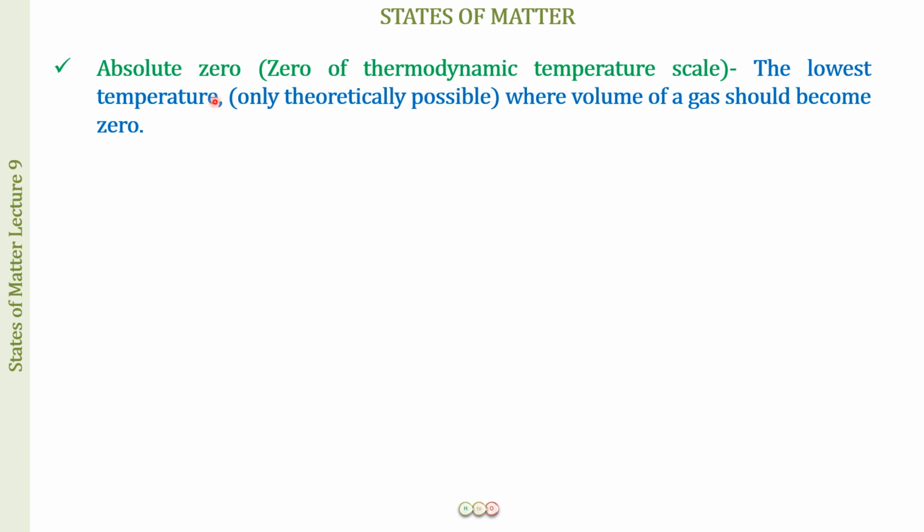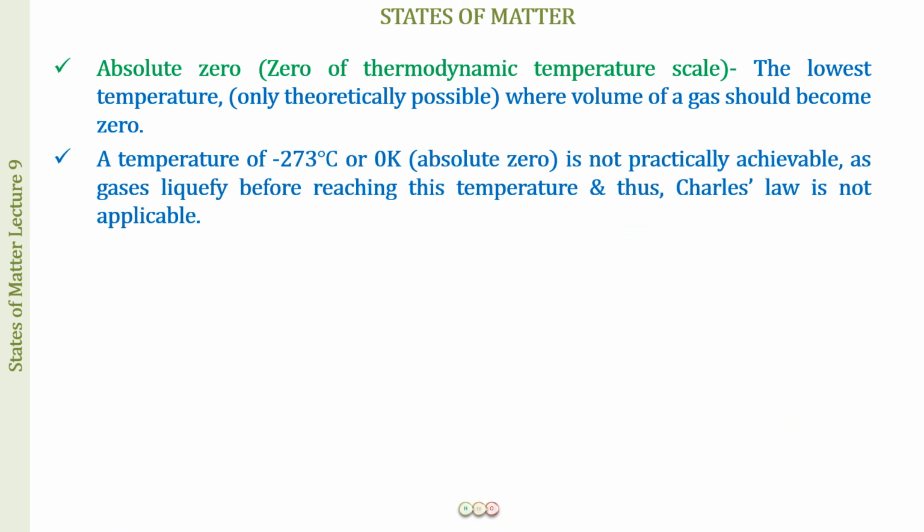Okay. So the absolute zero, while we were talking on the last slide, the zero of the thermodynamic temperature scale, or the zero of the absolute temperature scale, or the zero of the Kelvin temperature scale, is the lowest temperature where the volume of the gas should become zero, but this is only a theoretical possibility. It is never going to happen, because a temperature of 0 Kelvin is practically not achievable. The gases are going to liquefy just before reaching this temperature, and therefore the Charles law is not going to be applicable. Right? I hope this is clear.